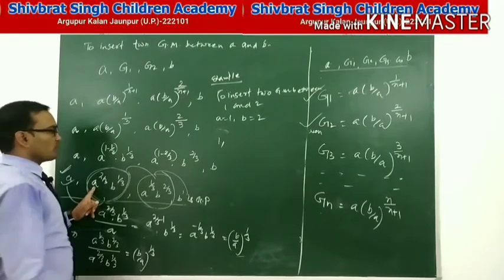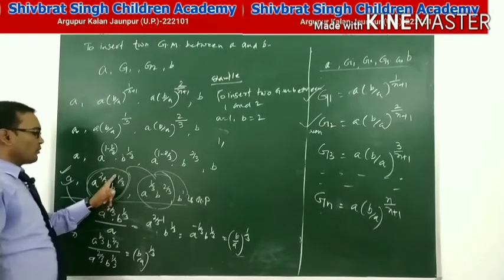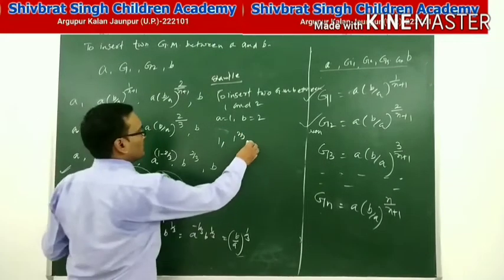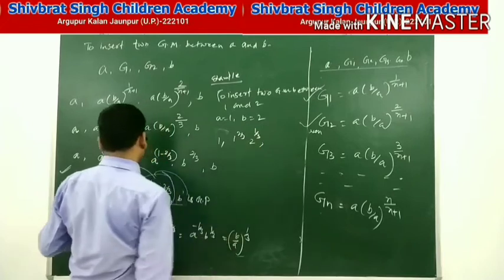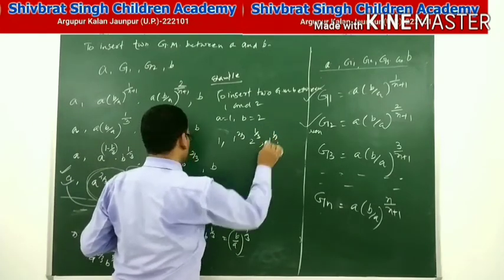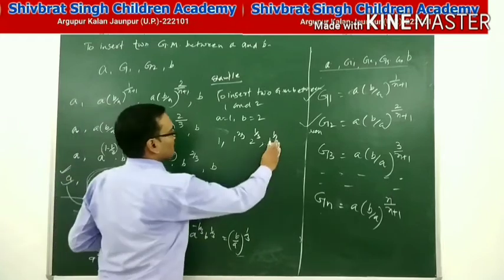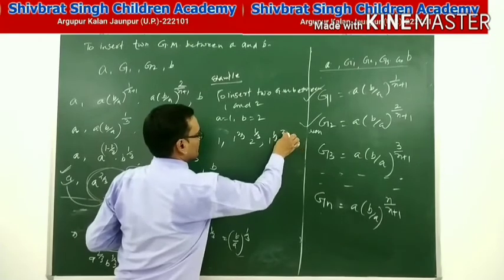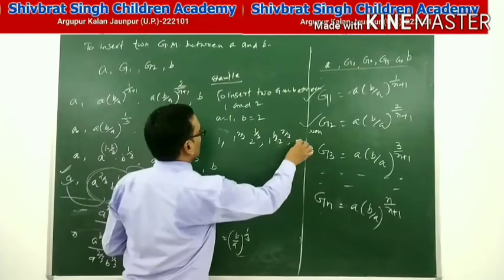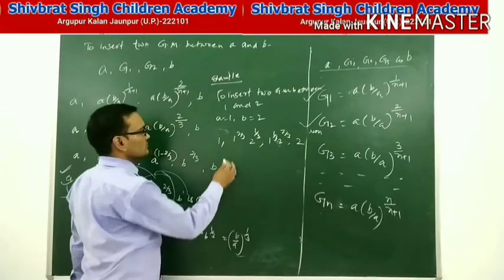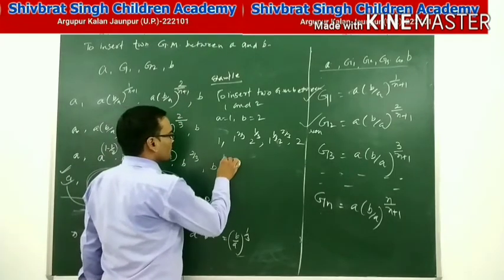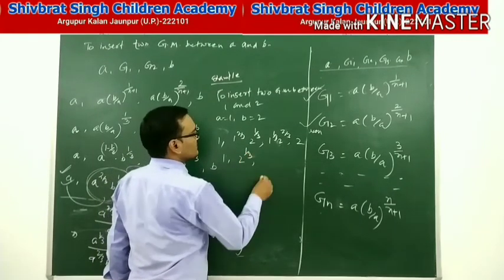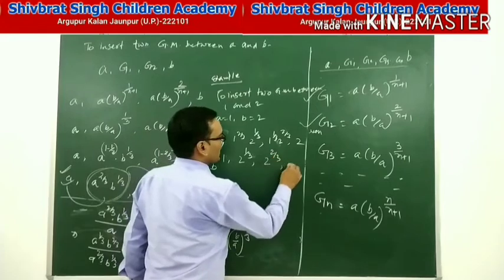The value of g1 equal to a to the power 2 by 3 and b to the power 1 by 3. Here a equal to 1 to the power 2 by 3 and b to the power 1 by 3, and g2 equal to a to the power 1 by 3 and b to the power 2 by 3. The value of b equal to 2. This gives 1, 2 to the power 1 by 3, 2 to the power 2 by 3, and 2.